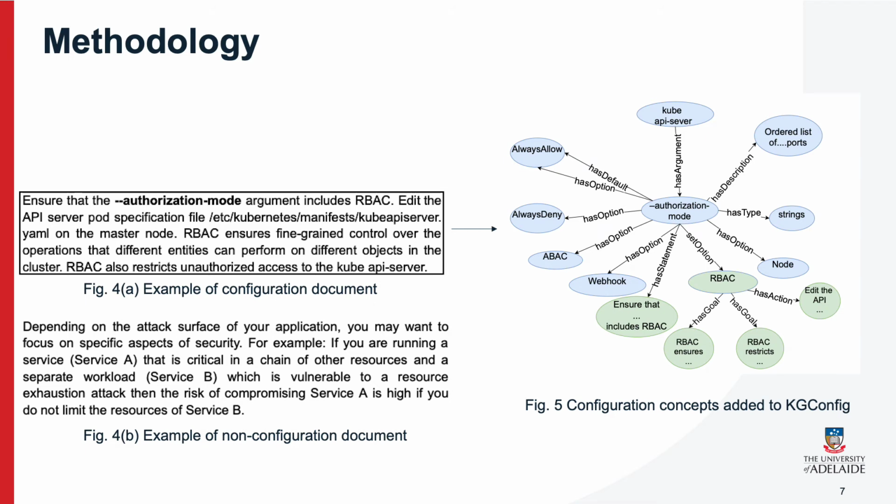Here, we can see an example of configuration document and a non-configuration document. We used configuration argument such as authorization mode and its associated presence of options such as RBAC for configuration document relevancy estimation. Then the sentences in the configuration documents are passed to a learning model to identify the key concepts. Then those key concepts are added to the configuration knowledge graph to build a security knowledge graph. Those green nodes are added to the previous knowledge graph to build the final KGSecConfig.